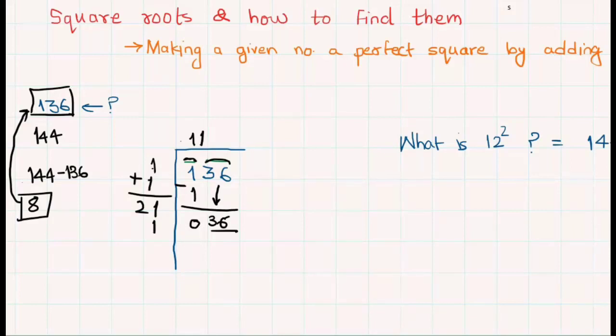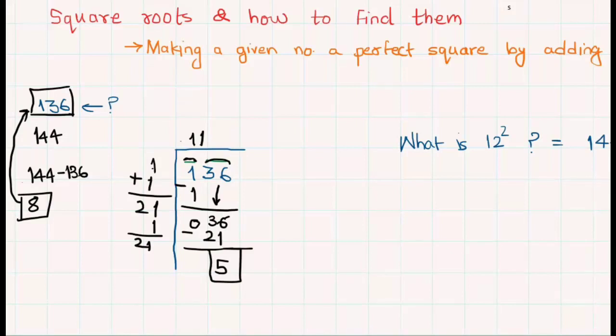So 21 ones are 21. What do we do here? We subtract this 21 from 36. The answer is 5. But the answer should be 8. So this remainder is not our answer. What's our answer? Let's see.